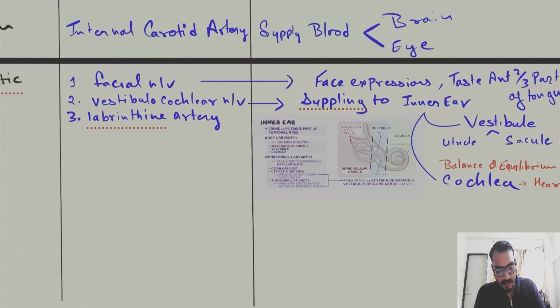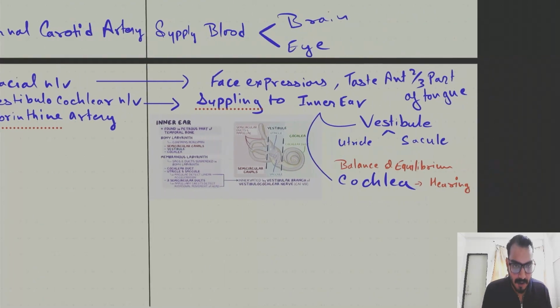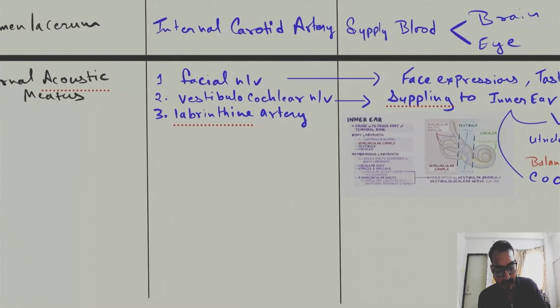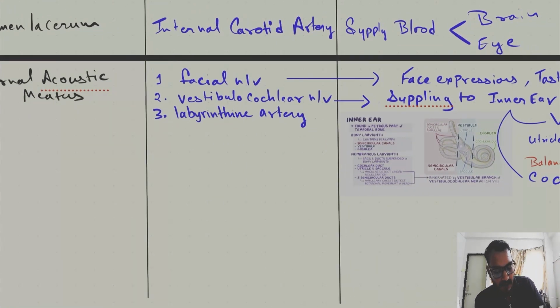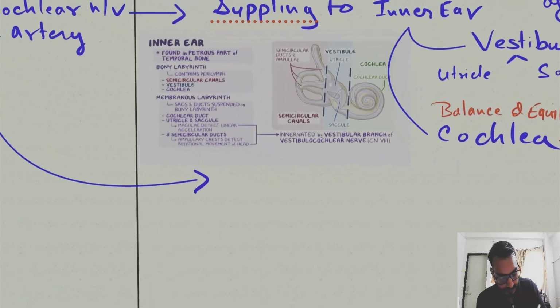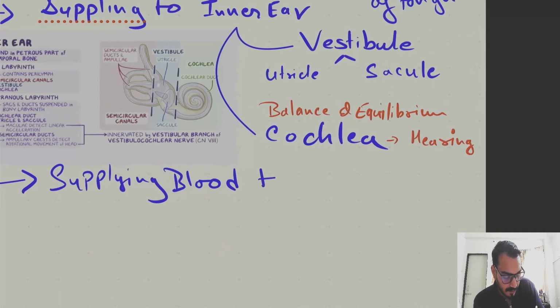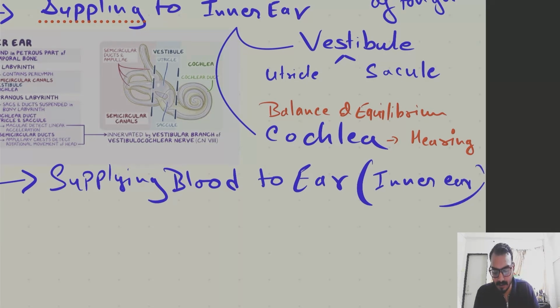So the vestibulocochlear nerve is giving us the balance, the equilibrium and the hearing. And the last is the labyrinthine artery. This labyrinthine artery is supplying blood to the ear, specifically the inner ear.